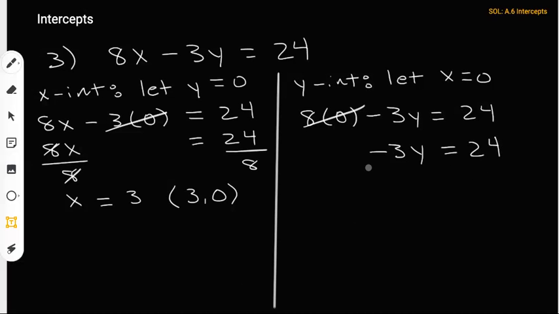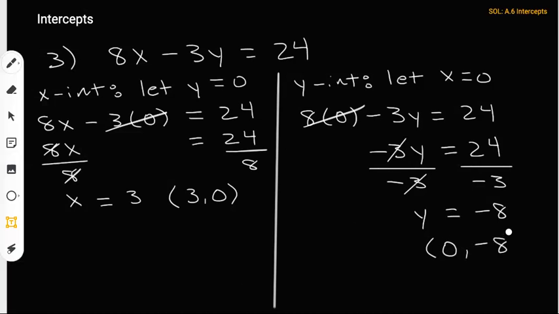That means that I need to divide both sides by negative 3. So they cancel out on the left side, and I get y is equal to negative 8. So my ordered pair is going to be x is 0 and y is negative 8. So once you have the equation, you should be able to let the opposite variable be 0 to figure out whatever variable intercept you're trying to find.